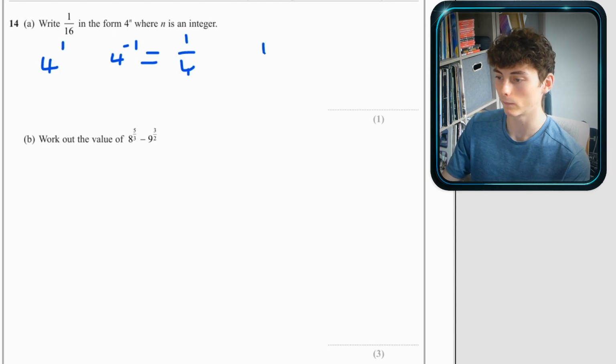So therefore we do 4 to the power of minus 2, which is an integer, equals 1 over 16. So the answer is 4 to the power of minus 2. I definitely got that wrong when I did the exam, so hopefully we're on for a better score than I got 2 years ago.